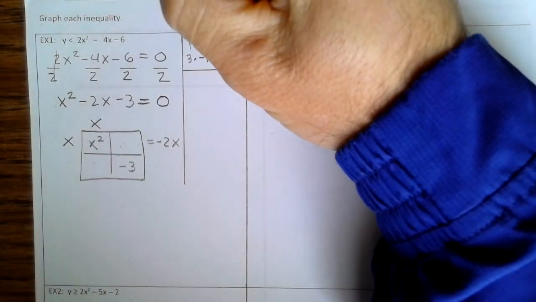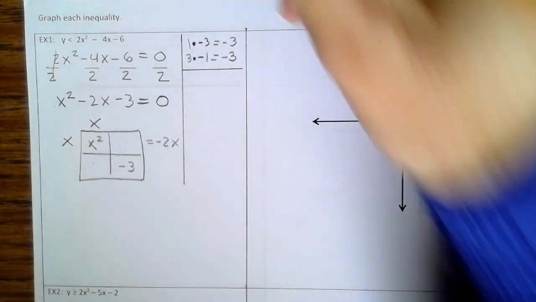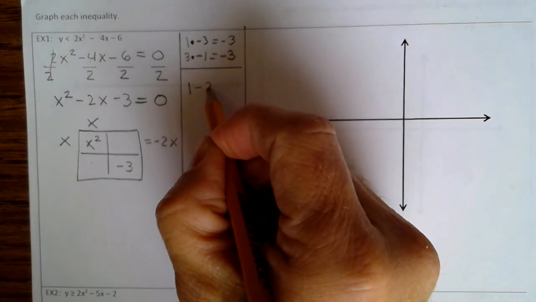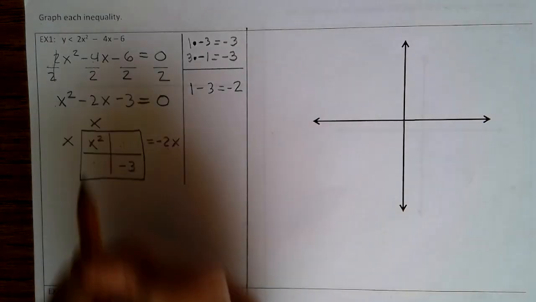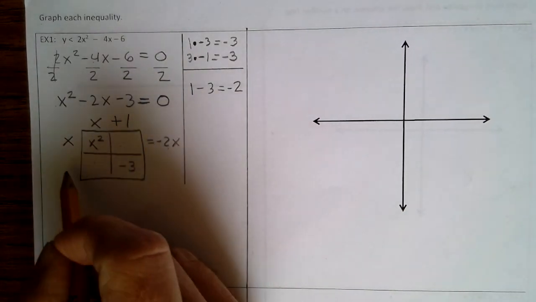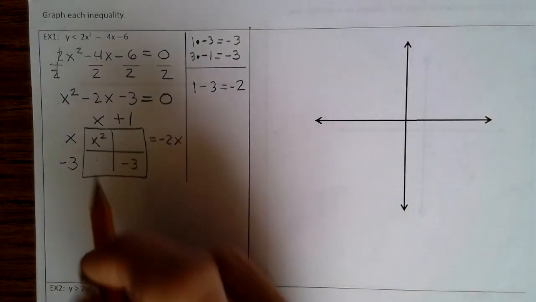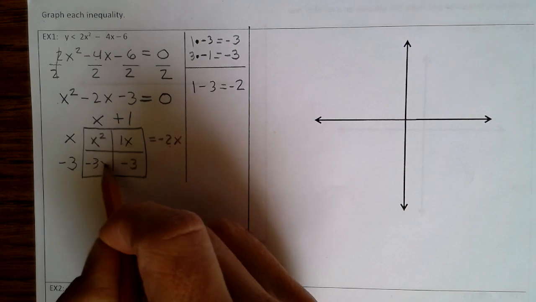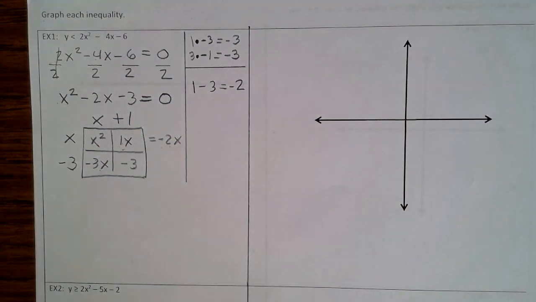And those are times symbols, and those are negatives. All right, so then 1 minus 3 is negative 2. That works. So our factors are x plus 1 and x minus 3. And let's check to make sure this works. X times 1 is 1x. Negative 3 times x is negative 3x. Negative 3x and 1x combine to be negative 2x. That works.